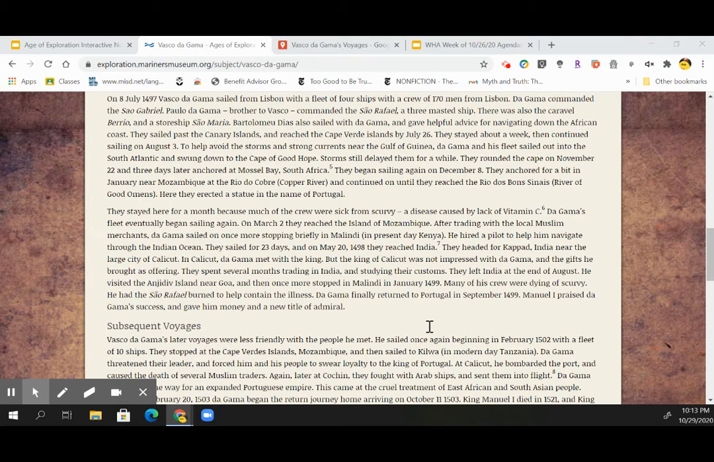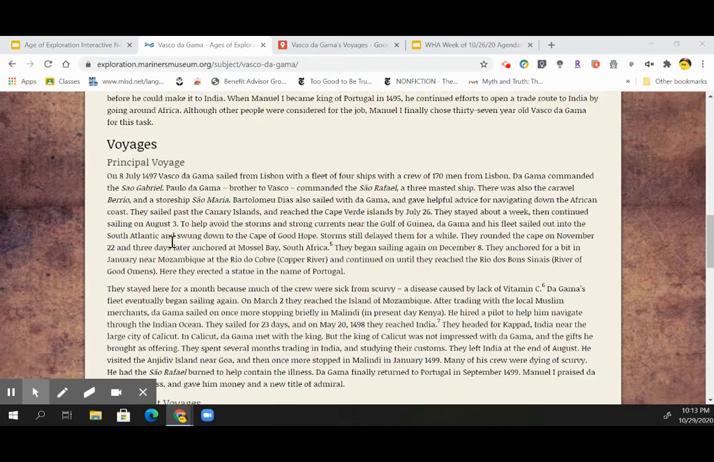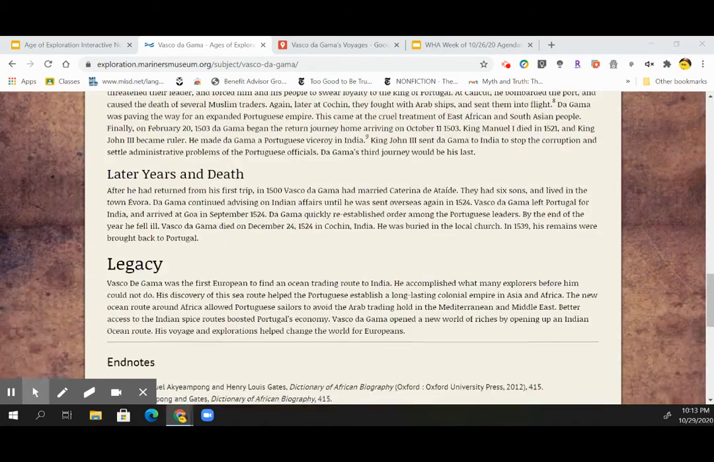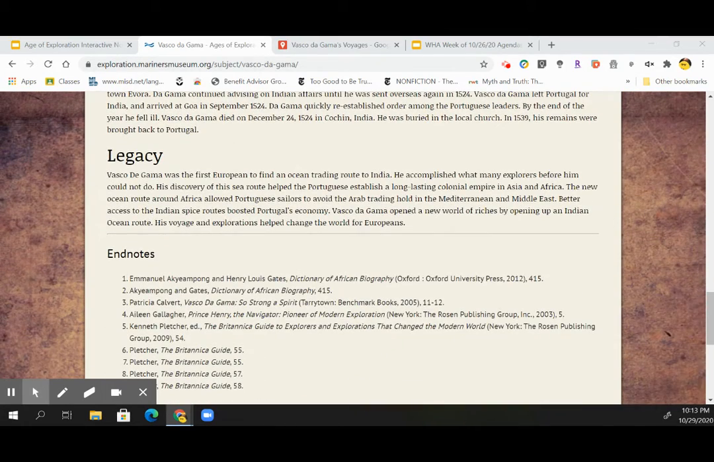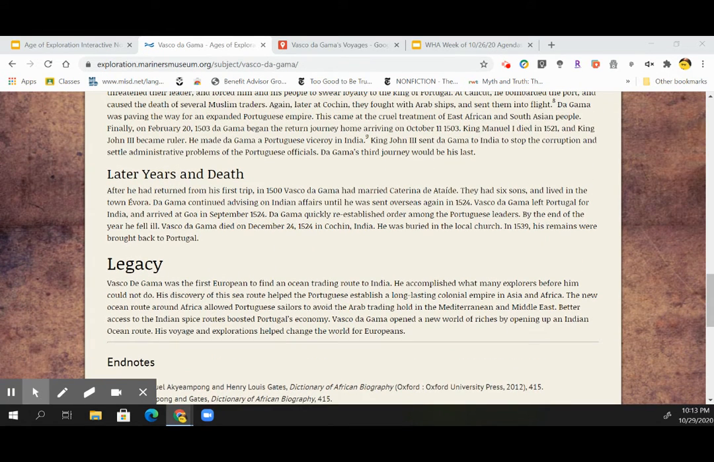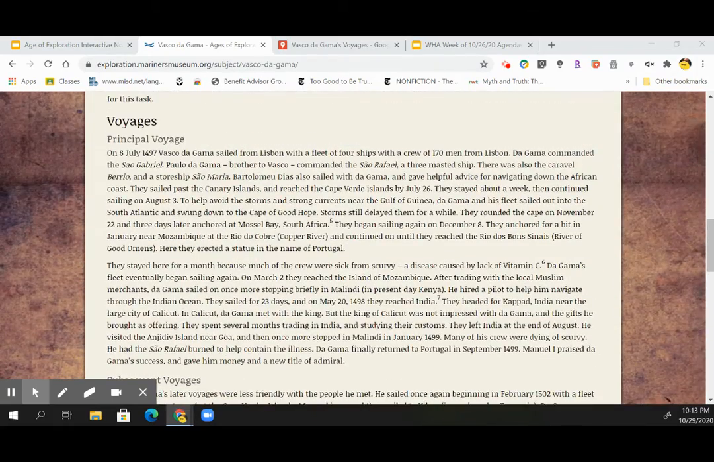The lack of vitamin C giving him scurvy. They sailed for 23 days, and by May 1498 they reached India. So they set out on the 8th of July 1497. So we would say that it would be 1497. He made a return journey there, but when you count the ways back, it's three journeys that he ends up making there. So he discovered that sea route and helped the Portuguese establish a long-lasting colonial empire in Asia and Africa, as he's looking for it. So, giving you some of the highlights here.